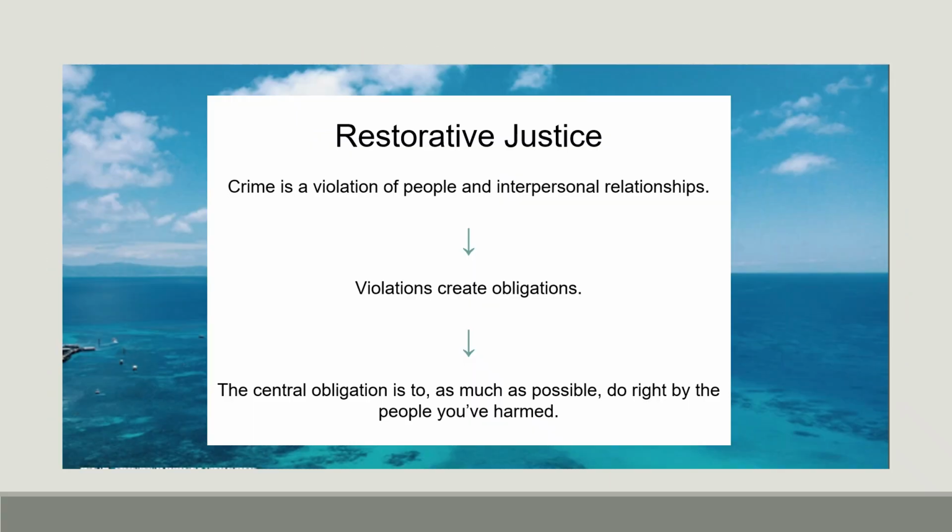So another way to say the same thing is that crime is a violation of people and interpersonal relationships, and those violations create obligations. The central obligation is to, as much as possible, do right by the people you've harmed.